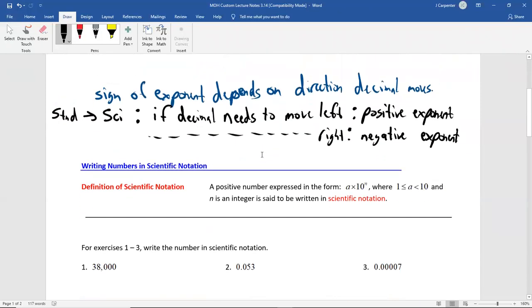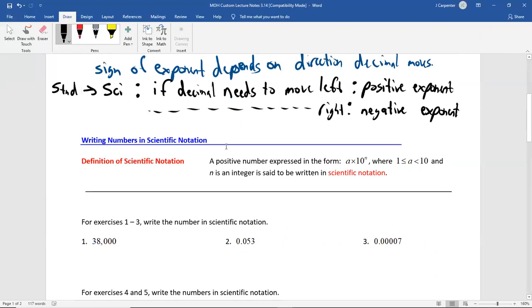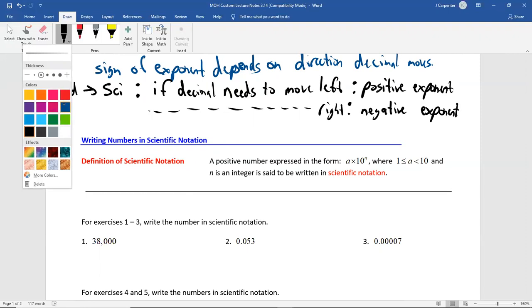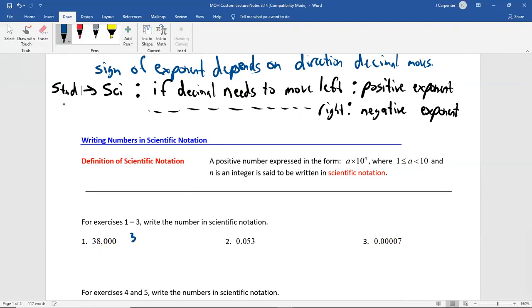So let's practice this. Writing numbers in scientific notation. So 1, 2, and 3. We have 38,000. So our goal with this 38,000, I'll rewrite it to the side, in blue for this. We need that number to have a decimal. It didn't have one, so we put it at the end. We don't get to decide where it goes. Remember, we just have to put it at the end.